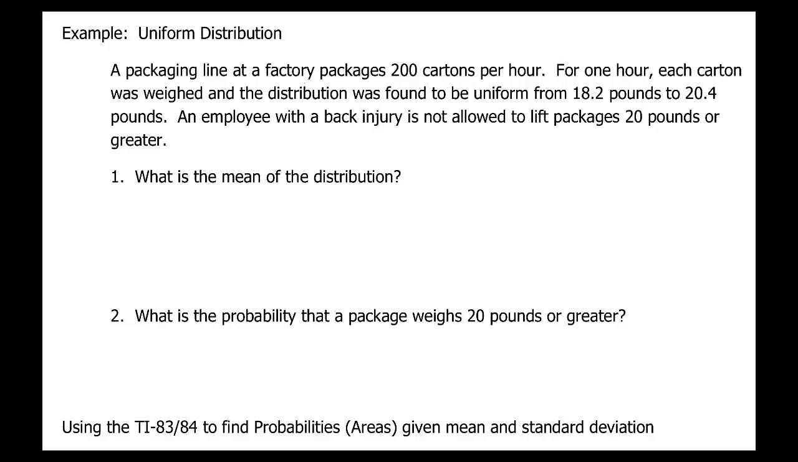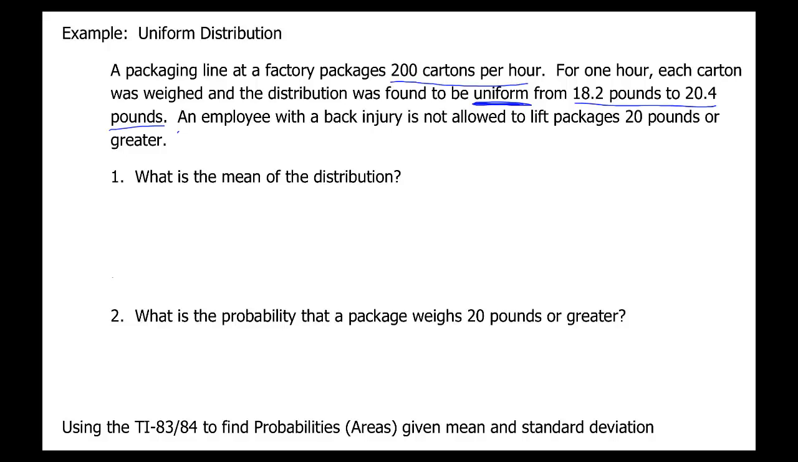We have a packaging line at a factory that packages 200 cartons per hour, and they tracked the cartons for 1 hour and weighed them, and what they ended up with, if they charted that out, was a uniform distribution from 18.2 pounds to 20.4 pounds. And then it says an employee with a back injury is not allowed to lift packages 20 pounds or greater. And our first question is, what is the mean of the distribution?